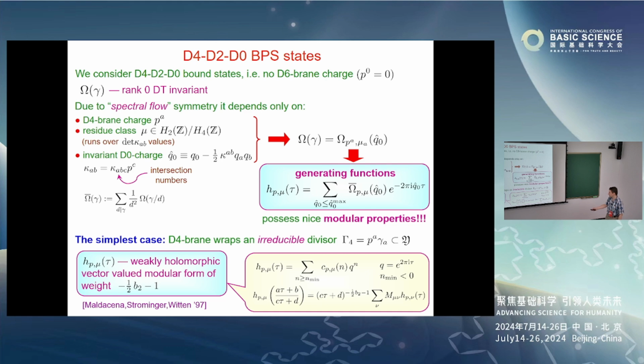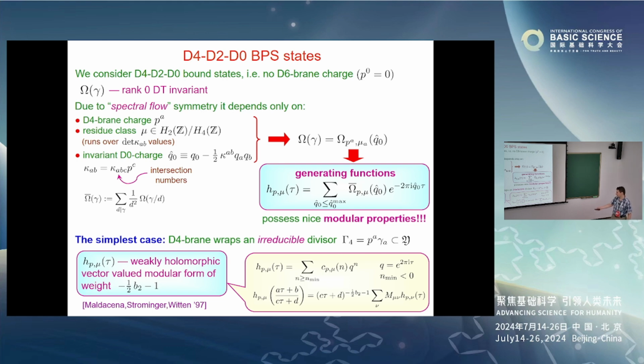And so let me briefly explain what these words mean. Vector-valued just means that we have a vector of functions where the components of this vector are precisely labeled by this index mu, which takes a finite number of values. Then weakly holomorphic means that we can expand it in the parameter q, which is just the exponential of 2 pi i tau as usual, and this expansion will contain a finite number of terms with negative powers of q. That's important, that such terms are present.